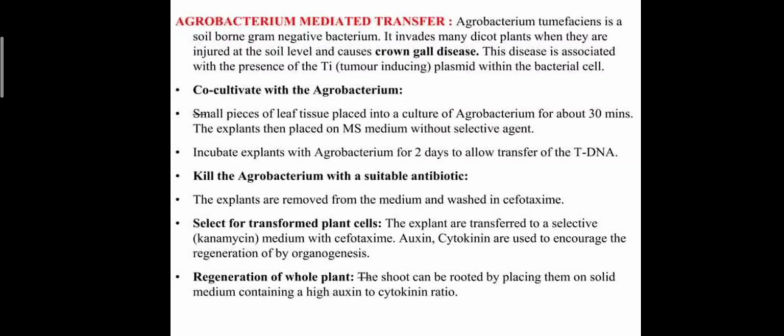The explants are transferred to a selective medium with cefotaxime, auxin and cytokinin, which are used to encourage regeneration by organogenesis. Regeneration of the whole plant: the shoot can be rooted by placing them on solid medium containing a high auxin to cytokinin ratio.